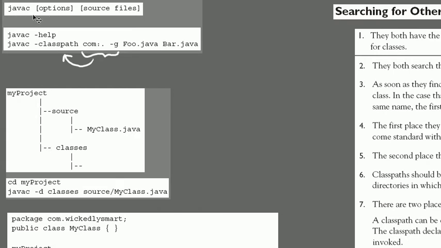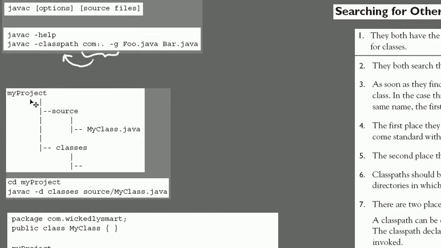This is the generic way of using javac: javac options and source files. Source files are the files that you optionally provide and that you want to be compiled. So options could be javac -help, and javac -classpath com:. -g. So these two are the parameters to the classpath, which by itself is a parameter to javac. Here are the file names.